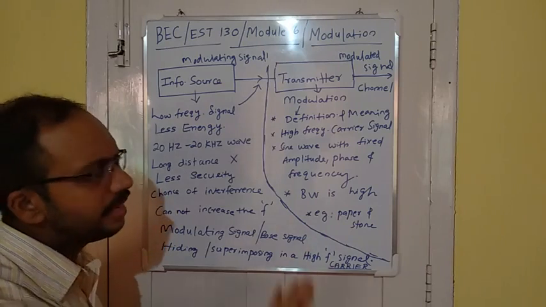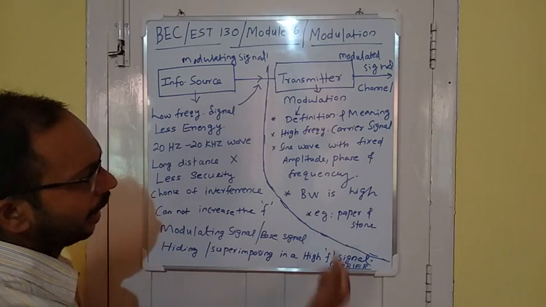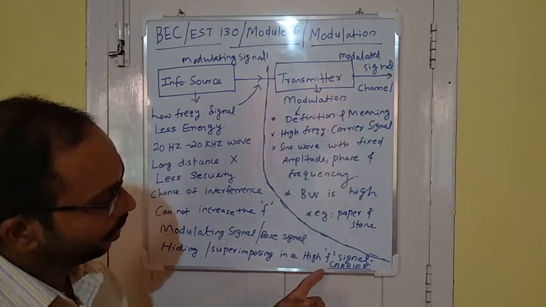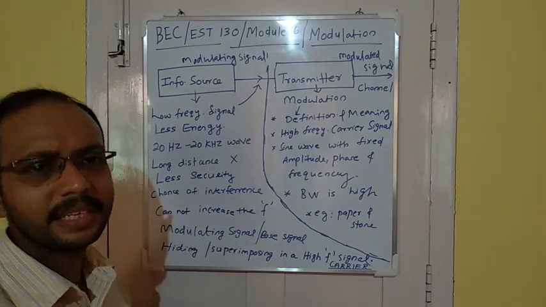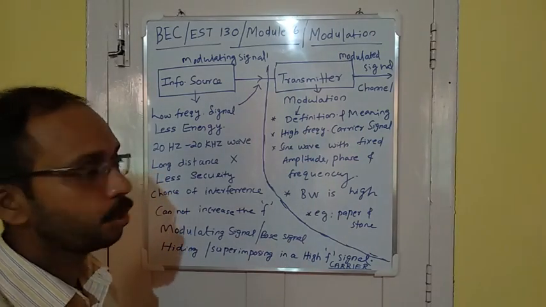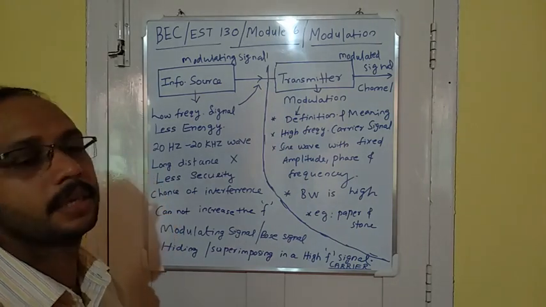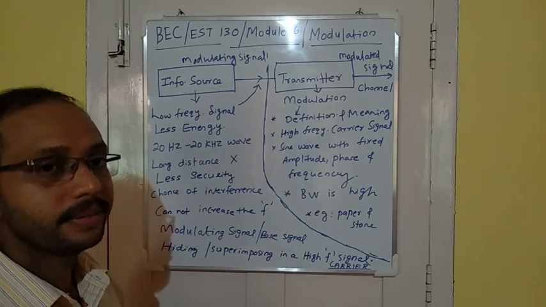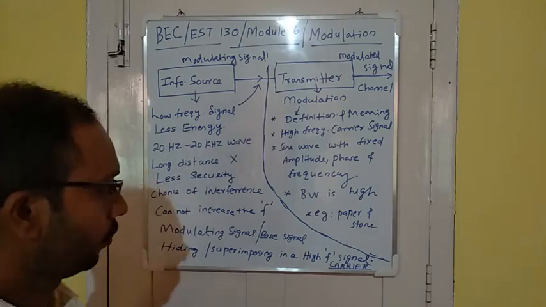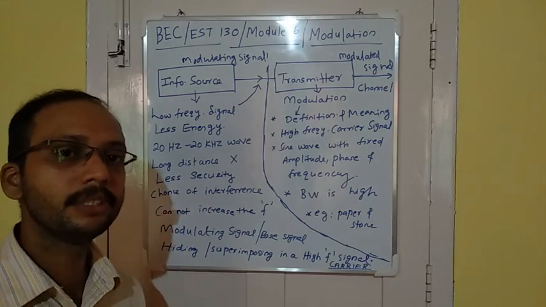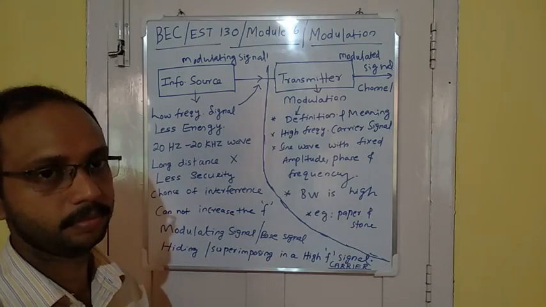So let's see the properties of the high frequency signal. Here the term used is carrier signal. It is a sine wave with a fixed amplitude, phase and frequency. Also the bandwidth of this high frequency signal is very high. I repeat, we need to transmit this low frequency signal over a longer distance.